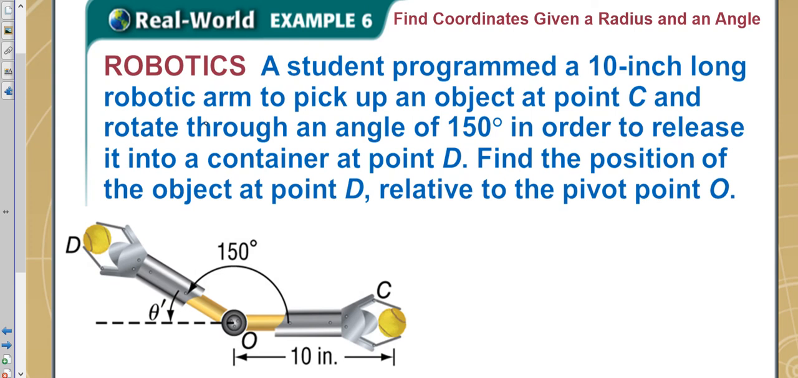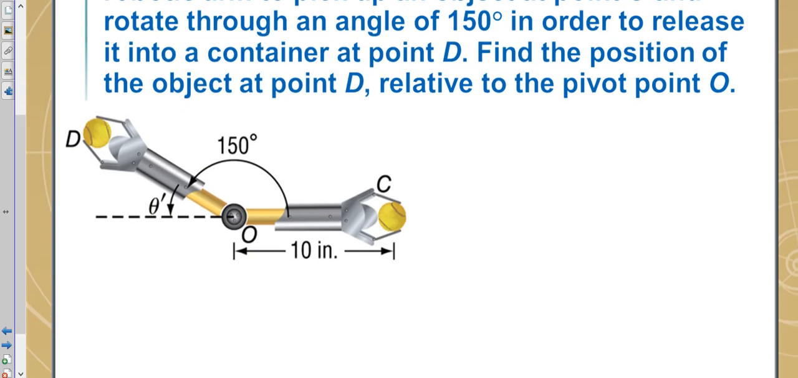Program a 10-inch long robotic arm to pick up an object at point C and rotate it through an angle of 150 degrees in order to release it into a container at point D. So here's the container. It's just going to release it right here. Now find the position of the object at point D relative to the pivot point O. That means we want to find the x and y value here.